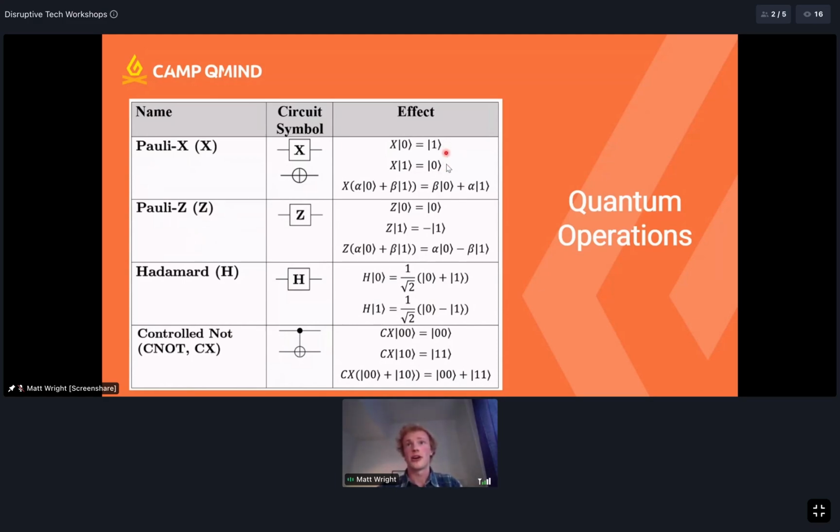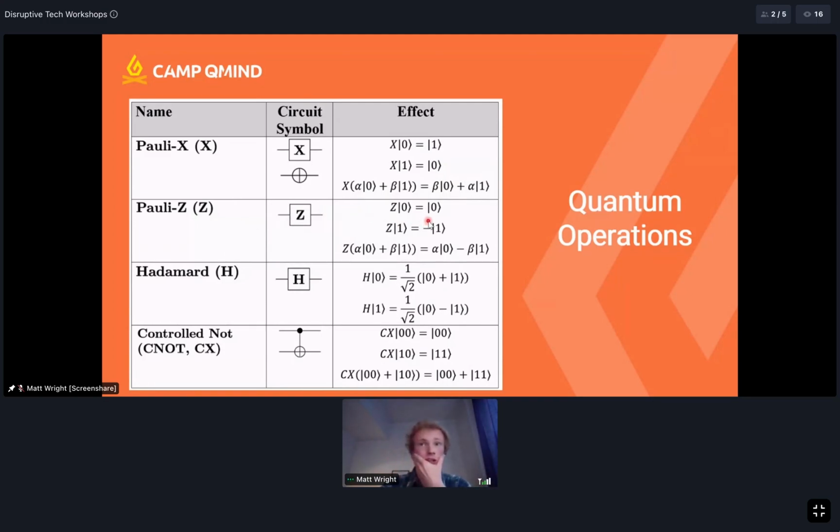But the effects are quite simple. The X just flips it from 0 to 1, 1 to 0. You can see the effect on the generic state here. It essentially just flips the amplitudes. The Z gate is an interesting one because it's also called the phase gate. So essentially it just applies a phase to the 1 state.